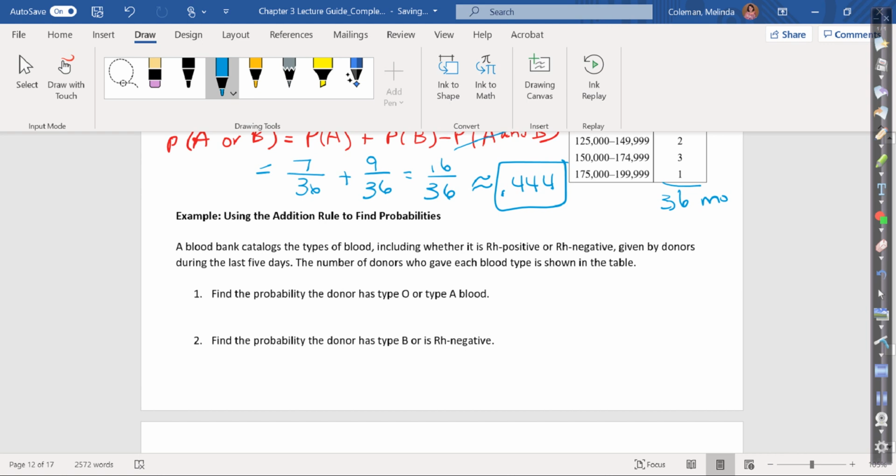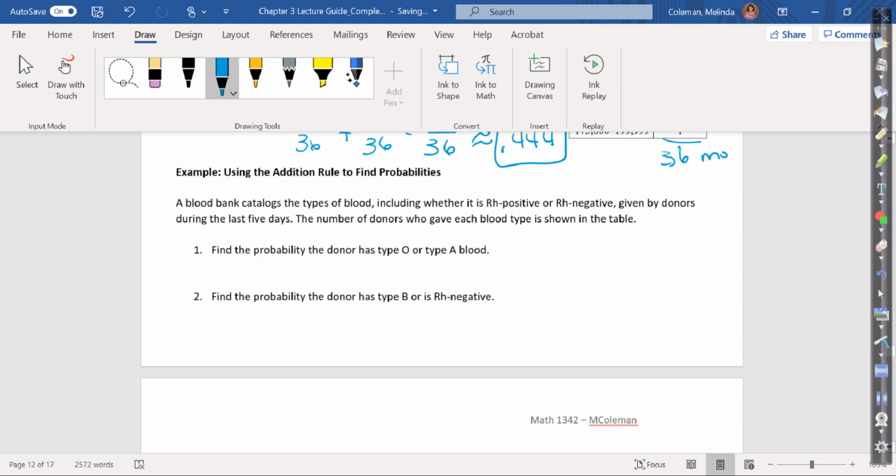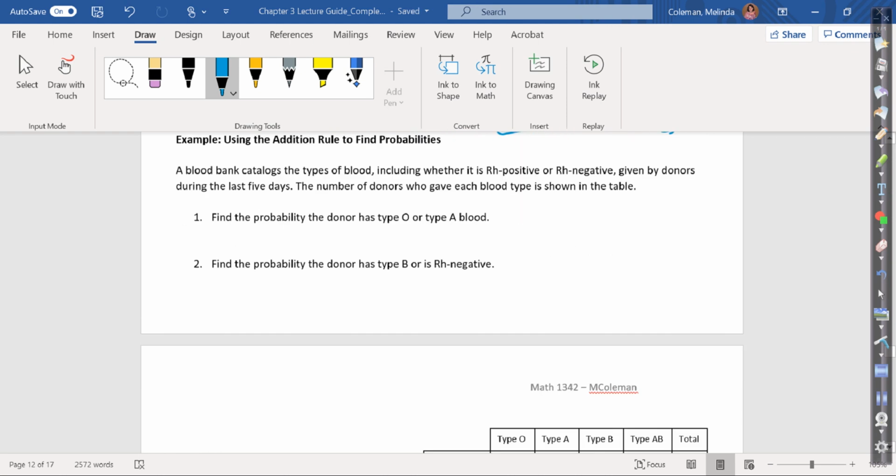Right. Using the addition rule to find probabilities. So another example, a blood bank catalogs the types of blood, including whether they're Rh positive or Rh negative, given by the donors in the last 5 days. Find the probability that the donor has type O blood or type A blood. Well, this should make sense that a donor cannot have type O and type A. It's one or the other. So this one is just going to be the probability of O plus the probability of A.